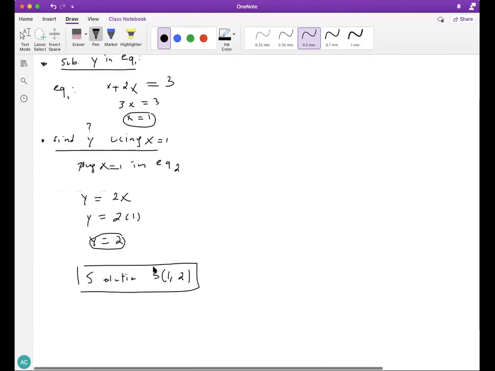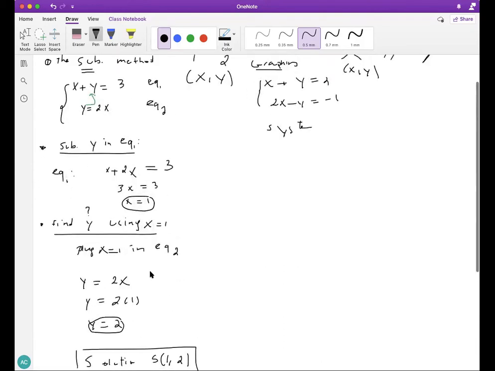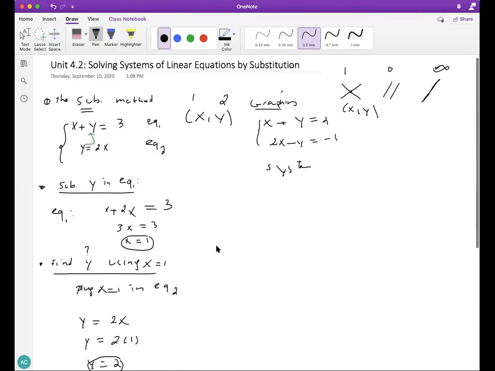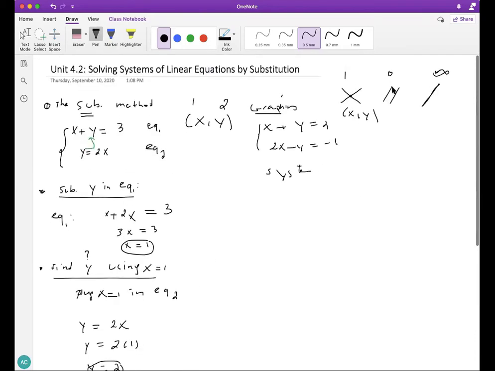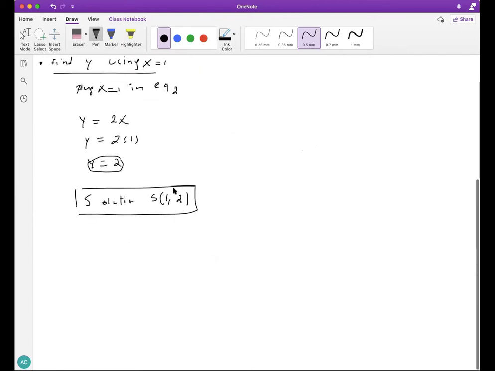Okay, so in this case here, which case is it from for this system? Is it the first one, second, or third? The first one. Exactly, it's the first one because it's exactly 1 point.